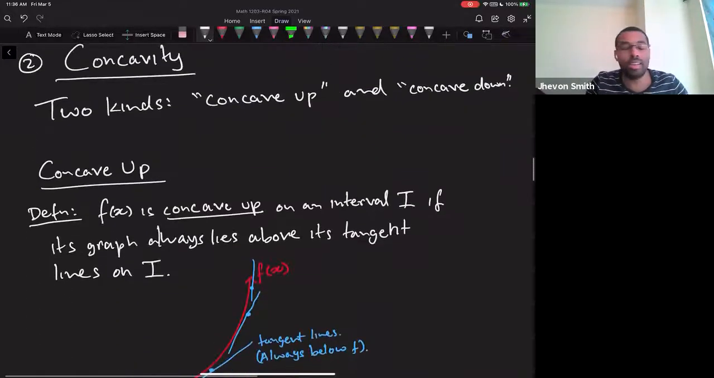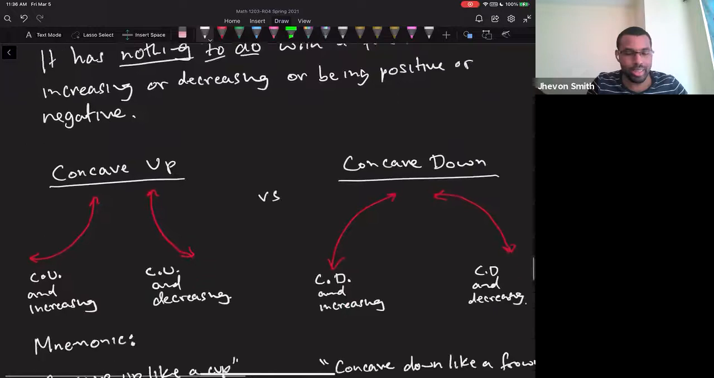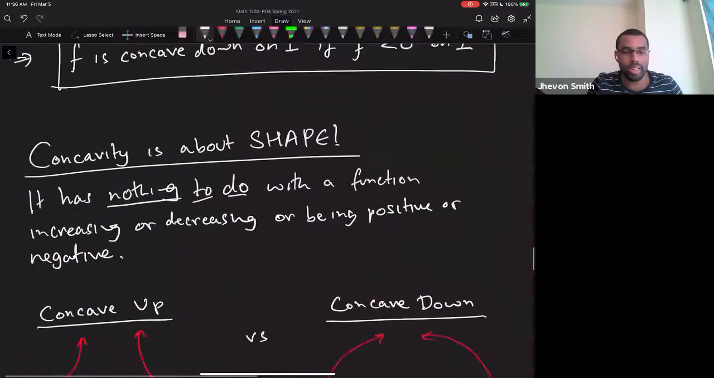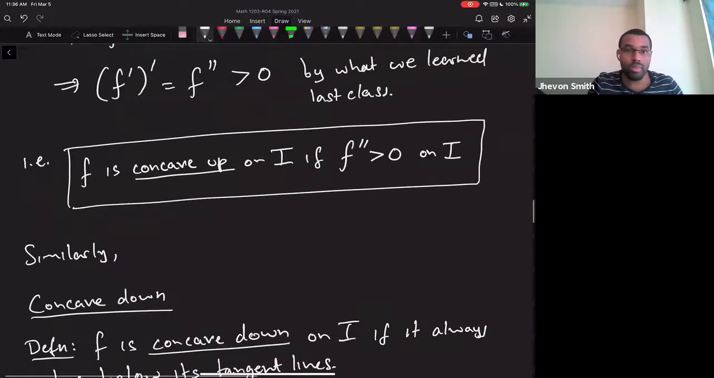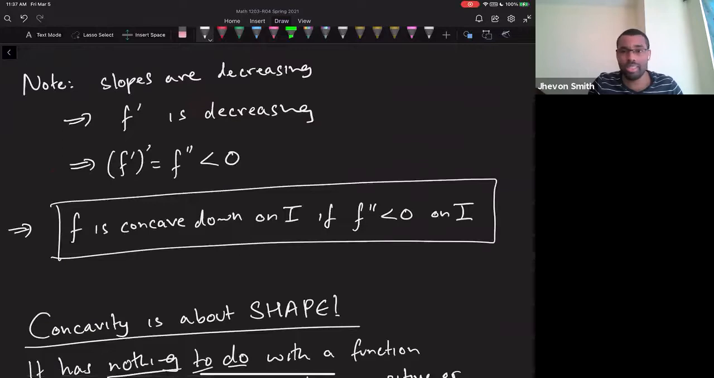The next thing that the second derivative is useful for is something called concavity. Now we talked about what concavity is, but what you really want to remember is this mnemonic right here. Concave up like a cup, concave down like a frown. Concavity is about shape. It has nothing to do with whether you're moving up or down, nothing to do with whether your function is positive or negative. It has everything to do with how your function is shaped while it's doing what it's doing. So if it's shaped like a smiley face, it's concave up. Shaped like a frowny face, concave down. You can identify when it hits one of these properties with the second derivative. It's concave up if the second derivative is positive, and concave down if the second derivative is negative.